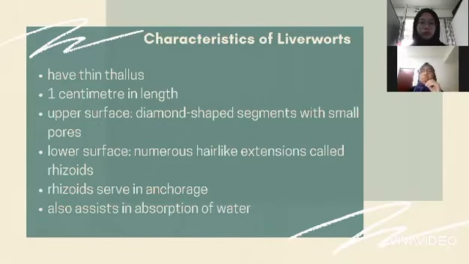Characteristics of liverworts: they have a thin thallus, about 30 cells thick in the center. Each branched lobe of the thallus is approximately 1 centimeter in length. The upper surface is divided into diamond-shaped segments with a small pore, and the lower surface bears numerous hair-like extensions called rhizoids. Rhizoids serve in anchorage and also assist in absorption of water.